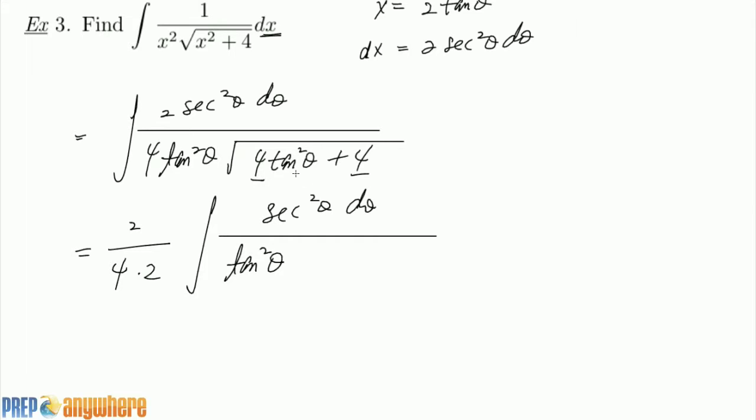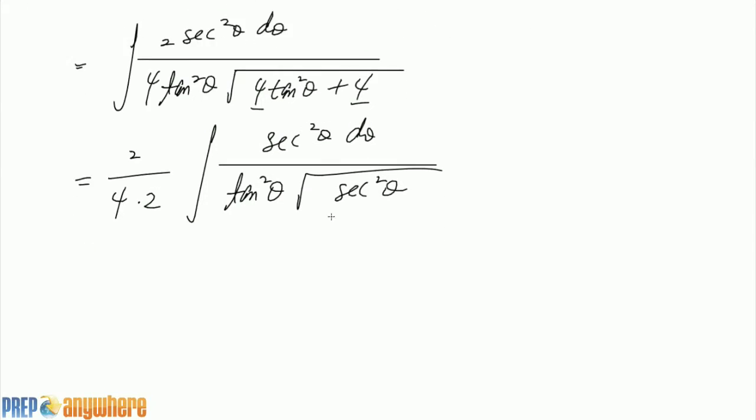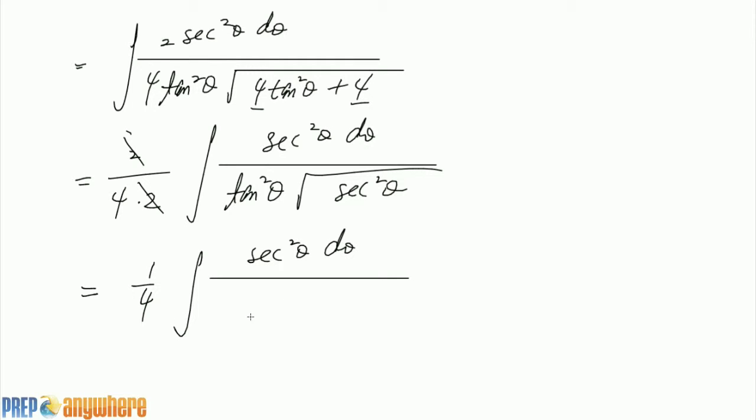And in the square root, then when you factor the 4 out, you get square root of tangent squared theta plus 1, but that's equal to, right? This part here is equal to secant squared theta. So we get 1 over 4 because these two 2's get reduced. And that's secant theta. That gets reduced too. Right, so let's continue up here.